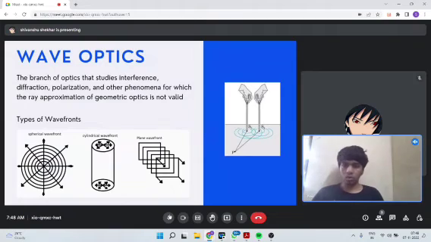So in wave optics, there are multiple types of wavefronts. As I said, the light from a given source is going to travel as waves, and the wave can be in multiple forms. One can be a spherical wavefront, wherein there is a point source from where the light travels in all directions equally. That is when we have a spherical wavefront.